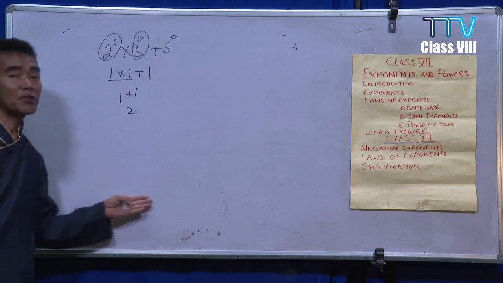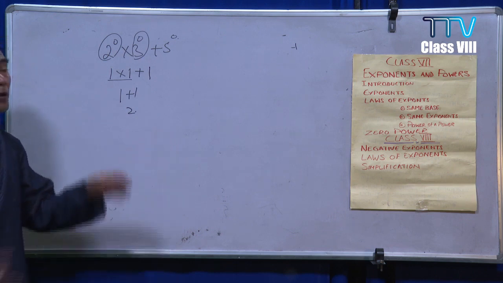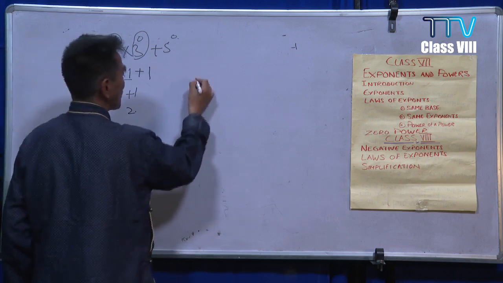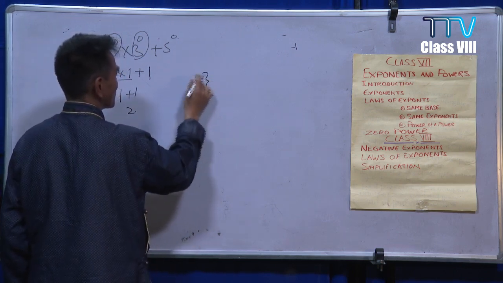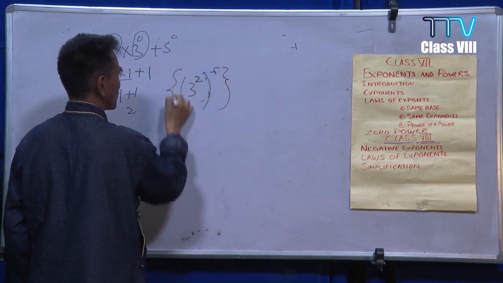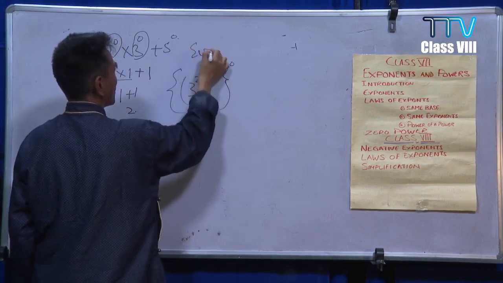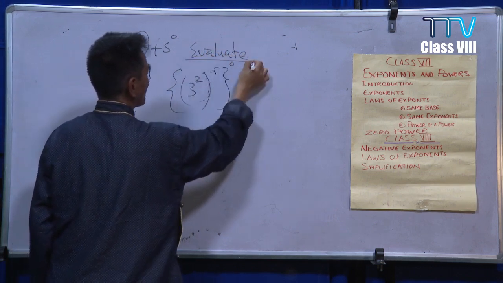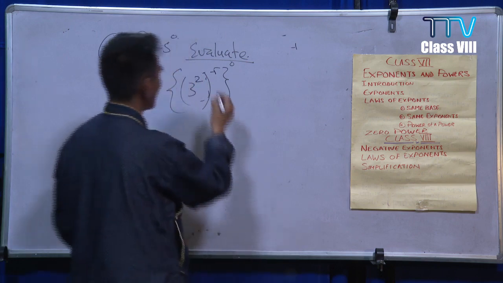That is the simplification of power of a power: you multiply the powers. In the concept question, 3 raised to the power 2, negative 5, evaluate this. The value is negative 5.